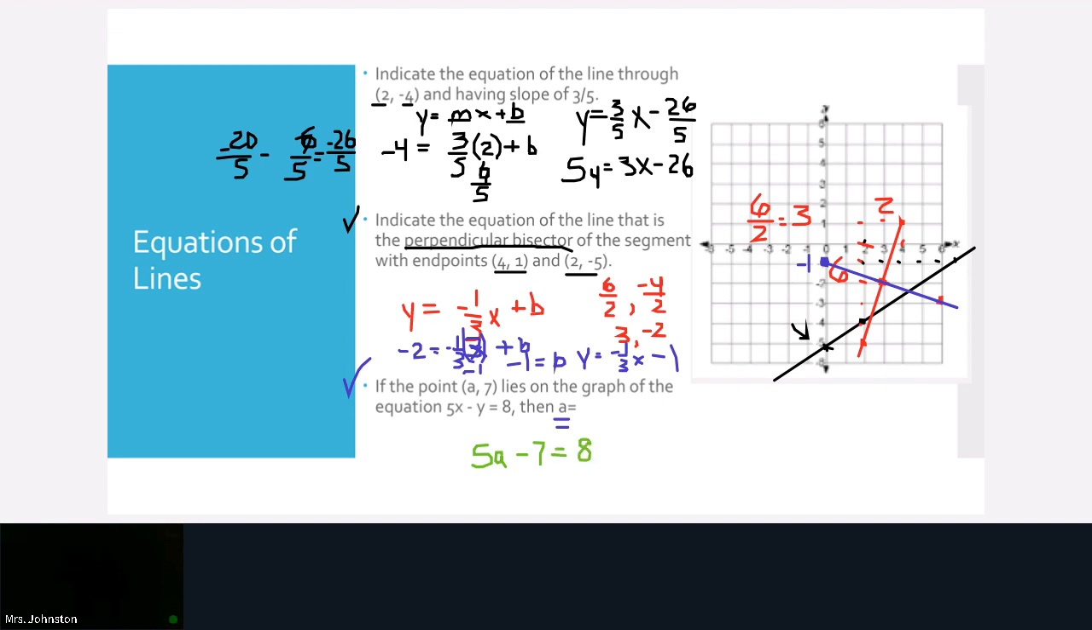So all I have to do is use some algebra by adding 7 to both sides. I get 5a equals 15. And by dividing both sides by 5, I get a equals 3. So the point 3, 7 lies on the line that this equation represents.